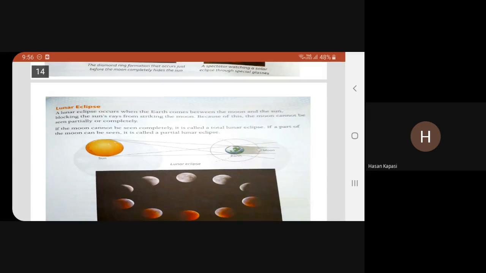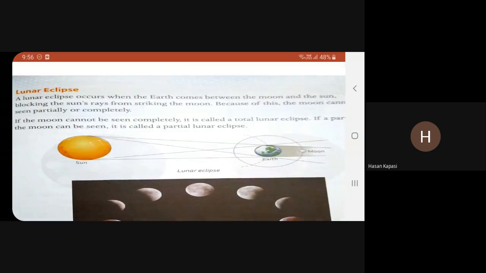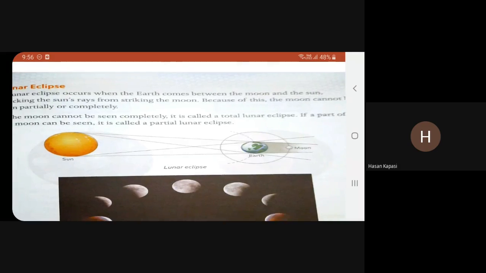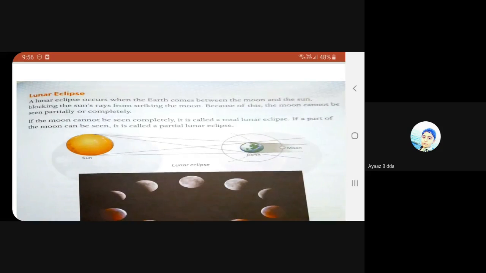Now in the same way, just like the solar eclipse, can you see here the lunar eclipse? Here again the position of these three is changed. Now which thing comes in between the sun and the moon? Earth. Because Earth comes between the sun and the moon, the sun's rays will not reach the moon.